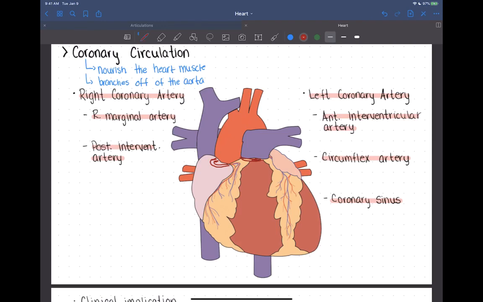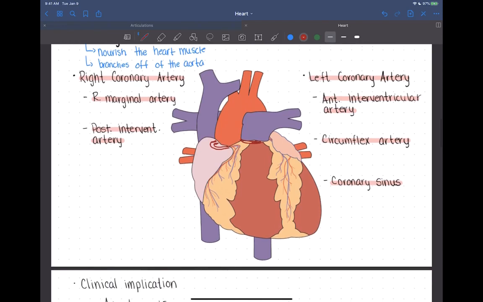Okay, so let's talk about some of the important branches off of the right coronary artery. Off of the right coronary artery, we have the right marginal artery. And this artery is going to send blood to the lateral and right side of the heart. It's going to be this blood vessel. I'll just draw an arrow. This branch here.